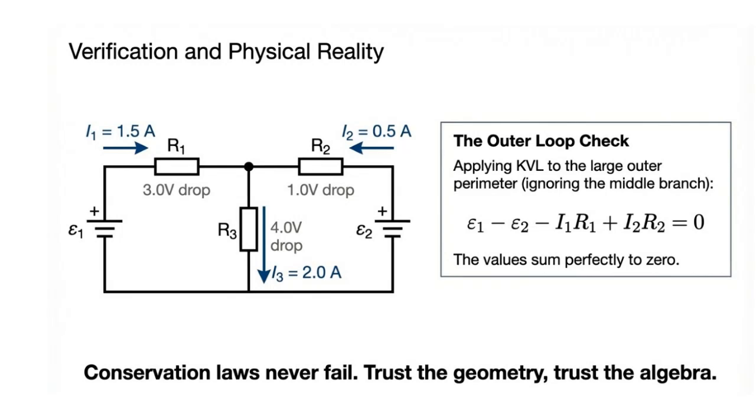The outer loop check here applies Kirchhoff's voltage law to the large outer perimeter of the circuit, ignoring the middle branch for simplicity. When we sum the voltage contributions from the two batteries and the voltage drops across the resistors in the outer loop, they add up exactly to 0.